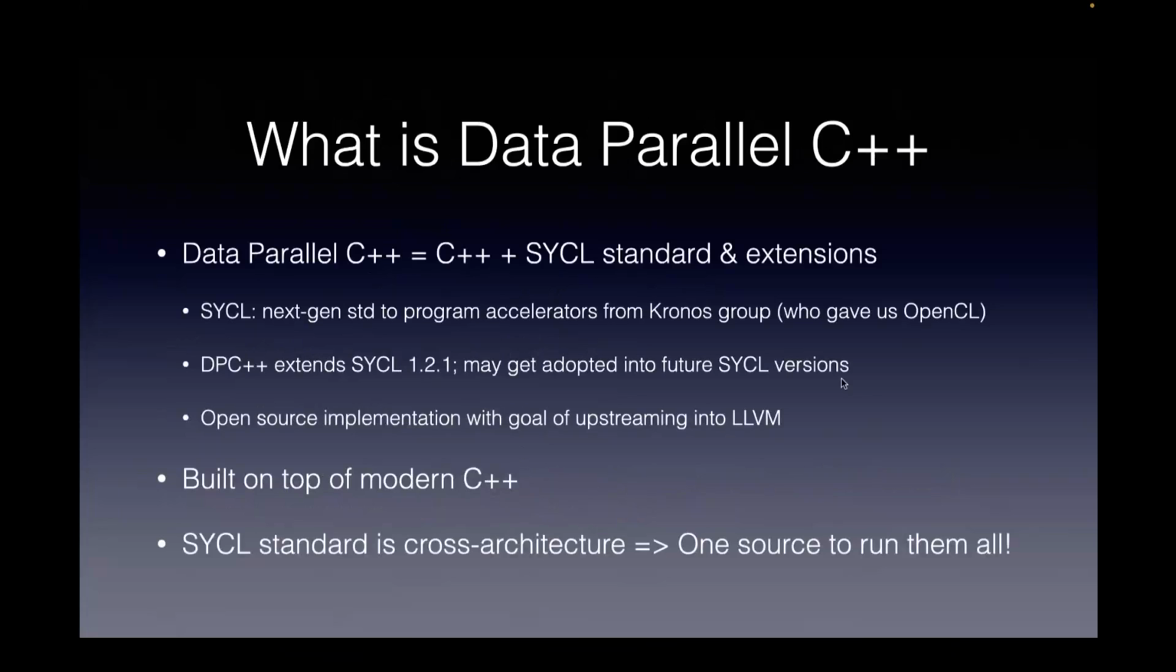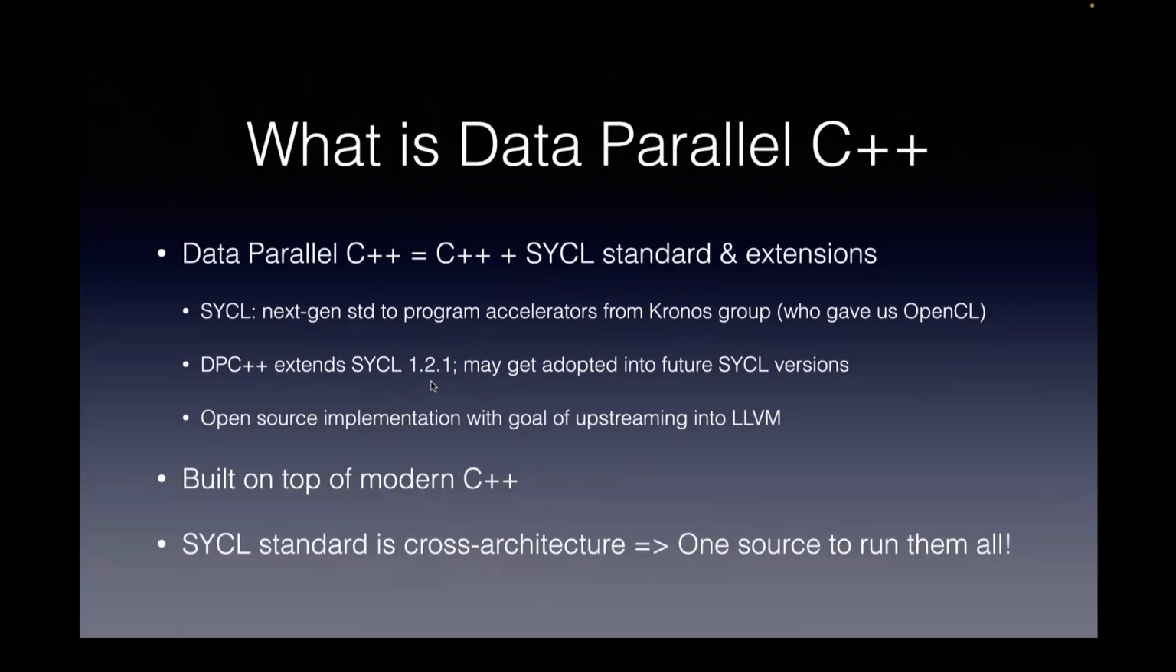So what is Data Parallel C++ or DPC++? DPC++ is essentially your standard C++, which is your standard C++ 11, C++ 14, with extensions to a new standard called SYCL. SYCL is the next generation of standard to enable programming accelerators. This comes from the same group that gave us OpenCL, which is called the Khronos group. DPC++ extends a specific version of SYCL called SYCL 1.2.1, which actually has several cool features. I'll talk about a few of the cool features in my upcoming slides.